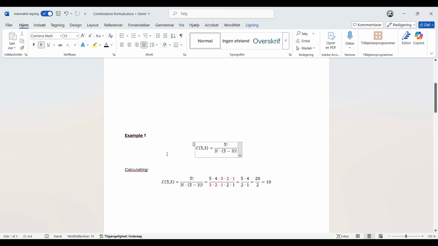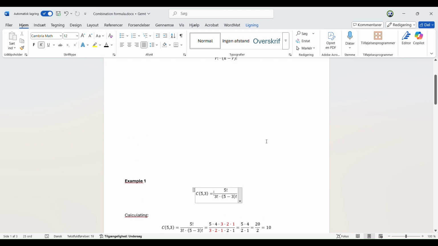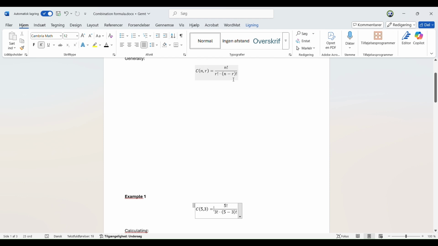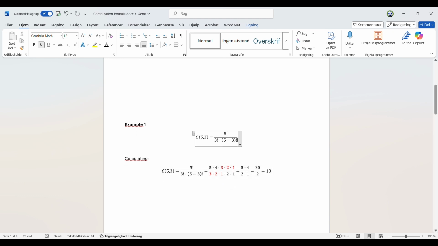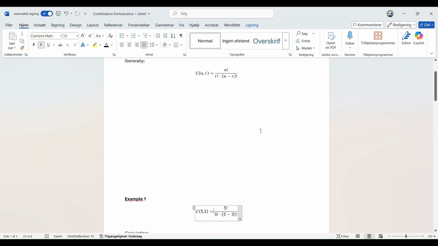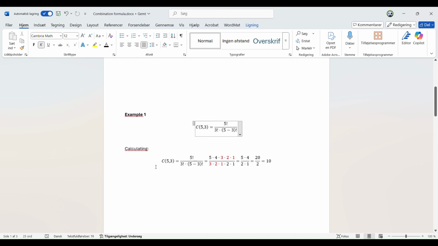Example 1, the combination of 5 choose 3. If we use the formula up here, we put 5 in the n spot and r equals 3, so we say 5 factorial divided by 3 factorial times 5 minus 3 factorial. This is just for putting into the formula so you can see how that's done. If we want to calculate it, we could write it out.